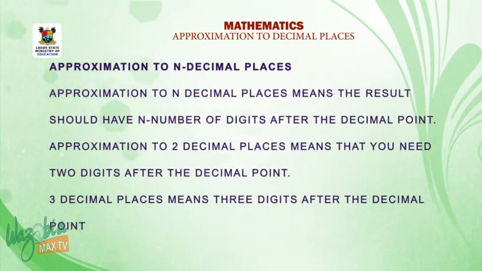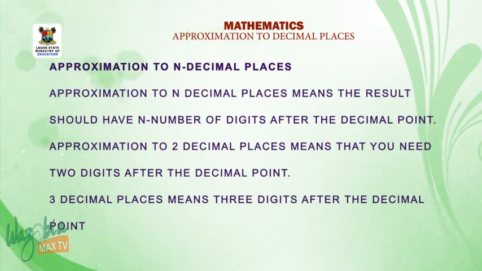Now to the big one, approximation to n decimal places. Approximation to n decimal places means the result should have n number of digits after the decimal point. So, approximation to 2 decimal places means you need 2 digits after the decimal point, and same, approximation to 3 decimal places means your result should have 3 digits after the decimal point.